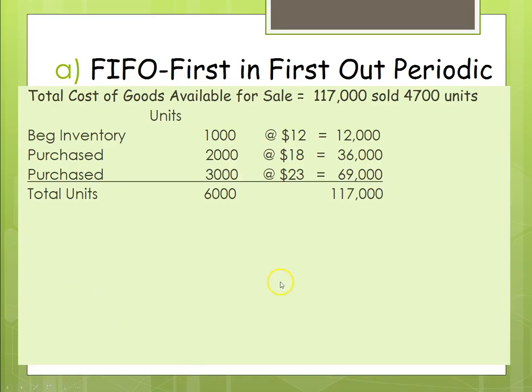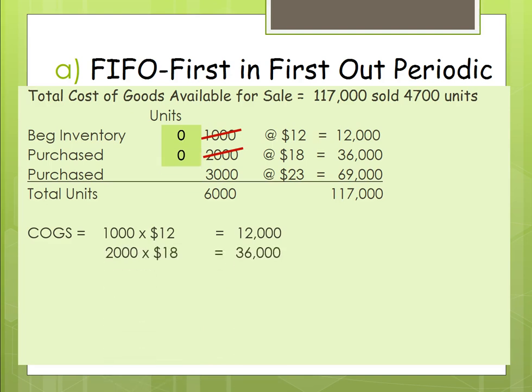Now, here is my example, and now what I'm going to do is figure out my cost of goods sold and my ending inventory. Now, when I do FIFO, I always start with the oldest units first. So I sold a total of 4,700. So I now have 1,000 in cost of goods sold at $12. Now I still have 3,700 left. So I'm going to go to my next layer. And I'm going to take that to cost of goods sold. Now I have 1,700 left, and I'm going to take them from the next layer.